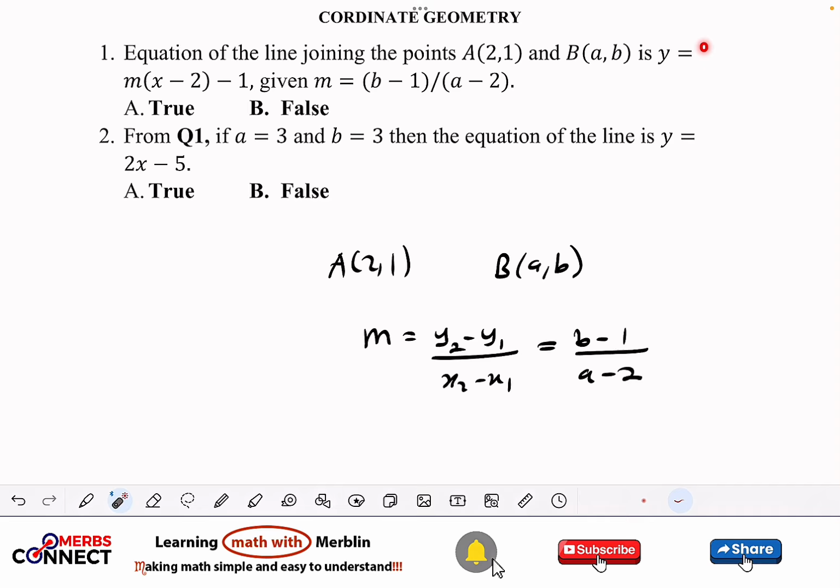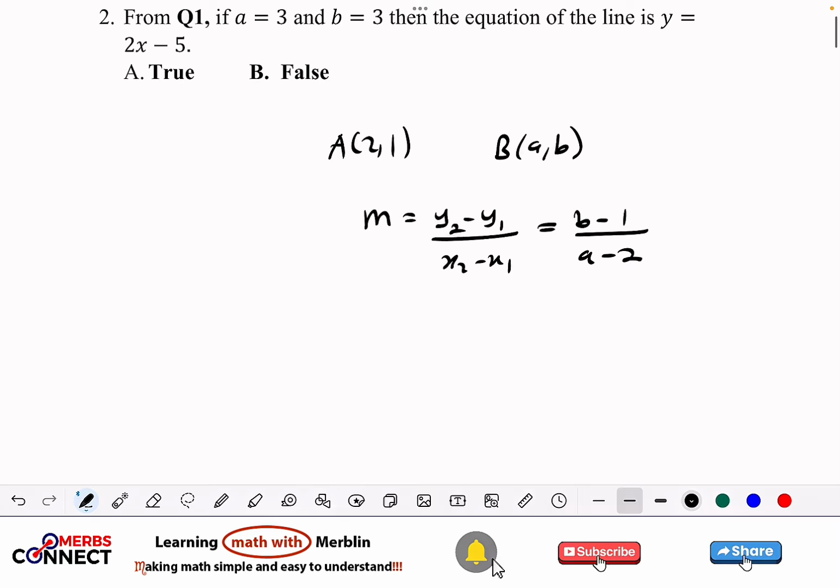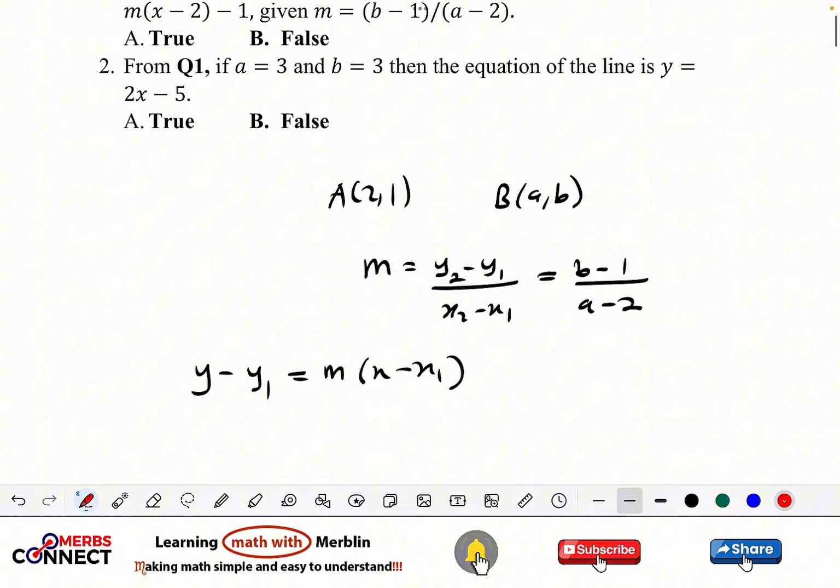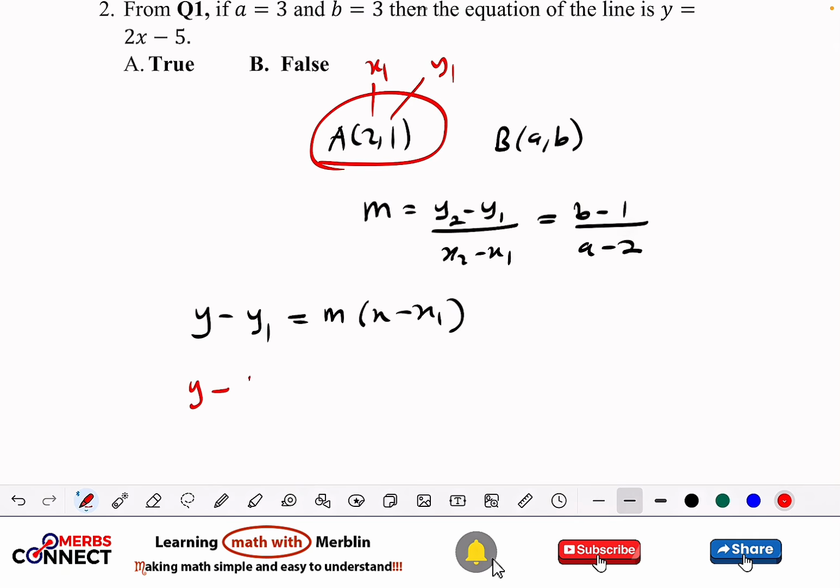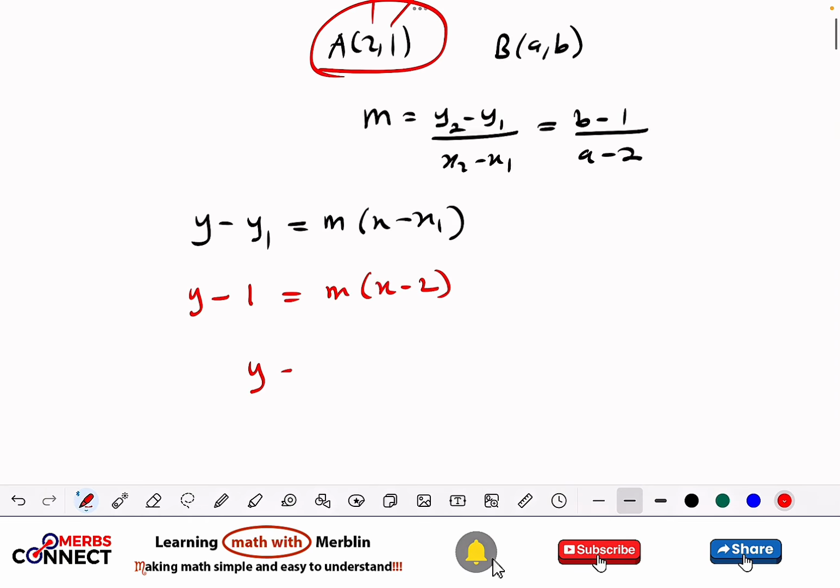Now let's try and find out if the equation is true. So we know that the equation of the line is y minus y1 is equal to m(x minus x1). Looking at the equation, they use this one for x1, y1. So we are picking this one as y1, and this one as x1. So we are going to have y minus 1 is equal to m(x minus 2). So let's try and simplify. y is equal to m(x minus 2) plus 1.